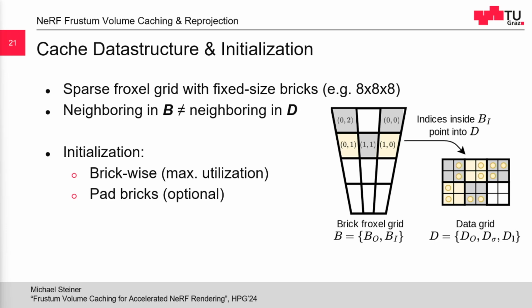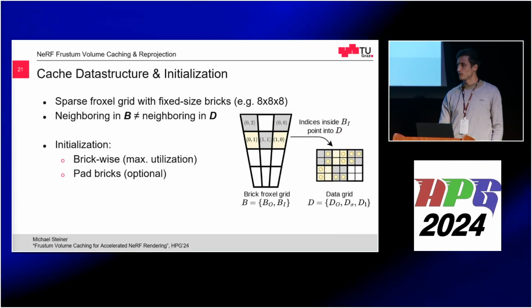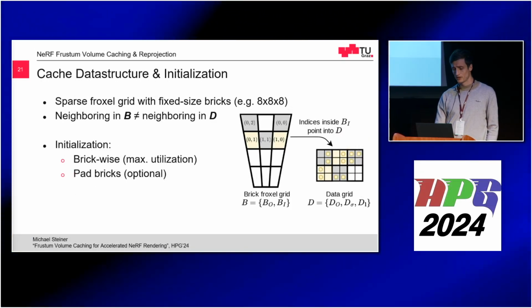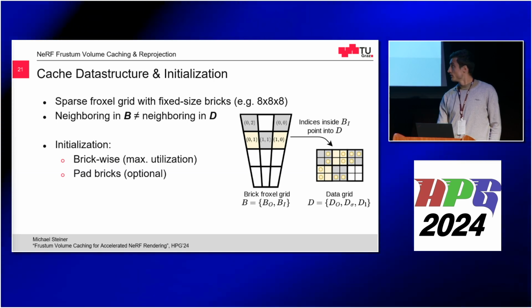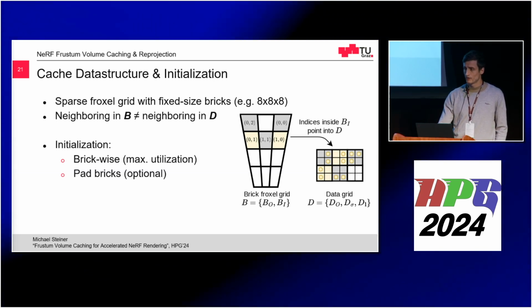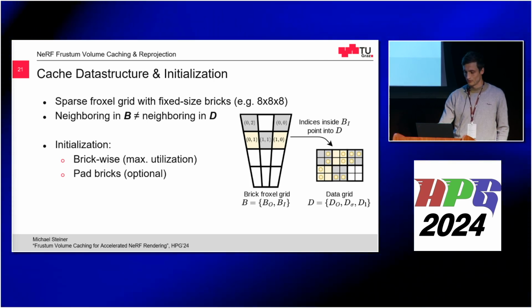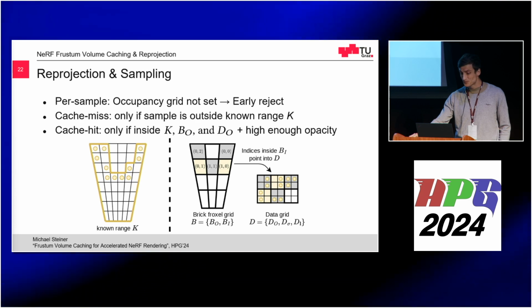Importantly, neighbors in B are not necessarily neighboring in D. They need some form of interpolating across brick borders. During initialization, we choose to perform brickwise initialization to fully utilize the reserved memory, and optionally we pad bricks to also store neighboring information, simplifying the trilinear interpolation so we don't have to care about brick borders.